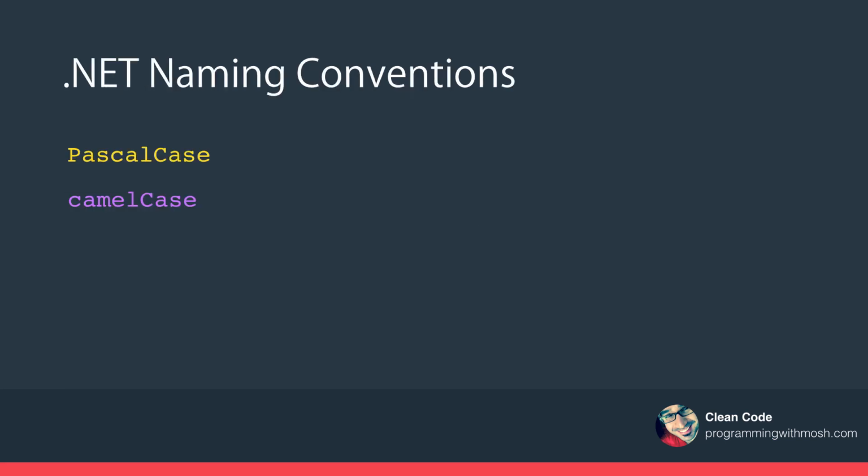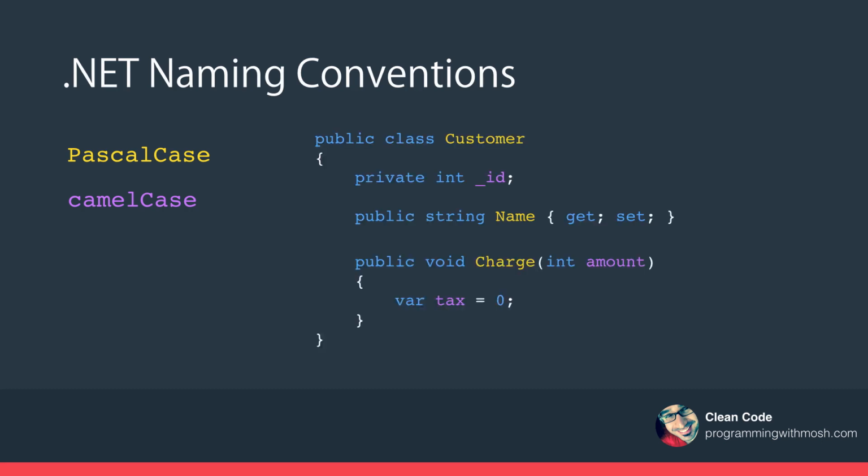In .NET Framework, we have two naming conventions, Pascal case and Camel case. In Pascal case, the first letter of every word is uppercase. In Camel case, the first letter of the first word is lowercase, but the first letter of every word after that is uppercase. Now in this slide, I've put together all you need to know about naming conventions.